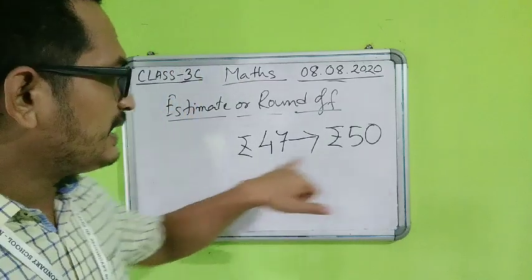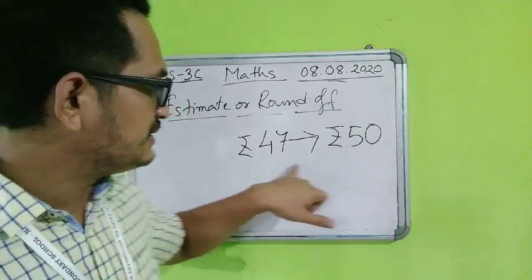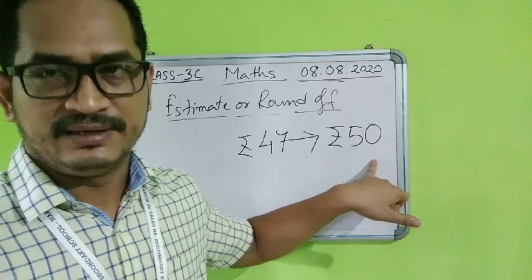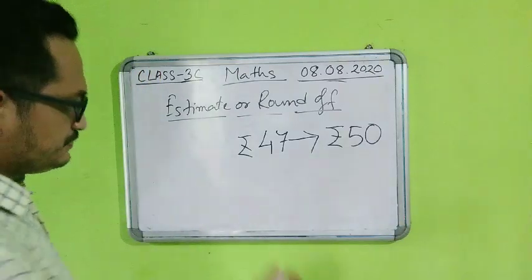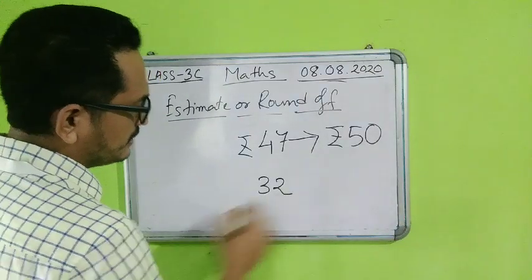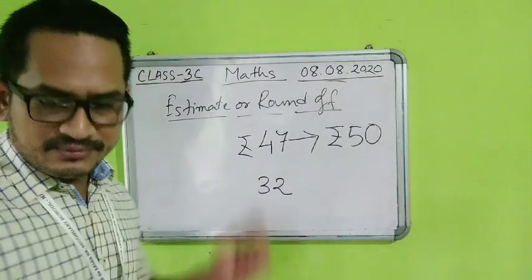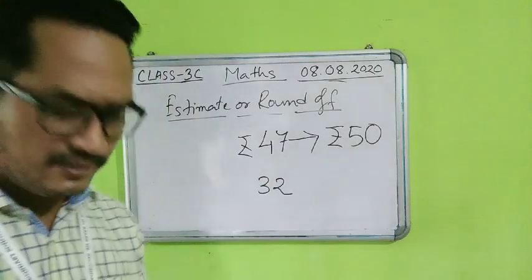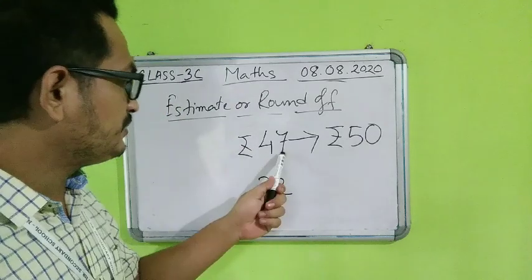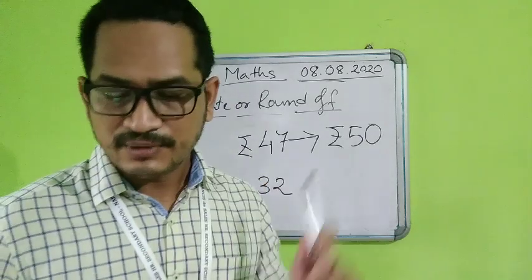So 47 I have rounded off to 50. That means this number now changed to 50. Similarly, suppose you have 32. Here, 47 I have rounded off to 50, and I have not rounded it off to 40. So what is the reason for that?